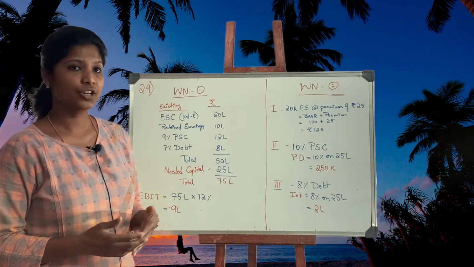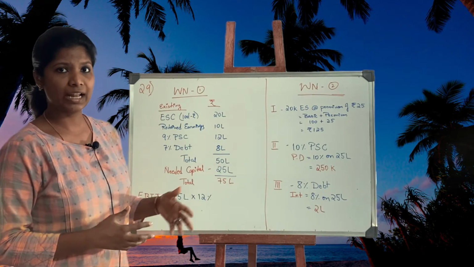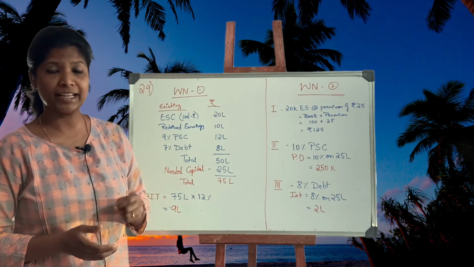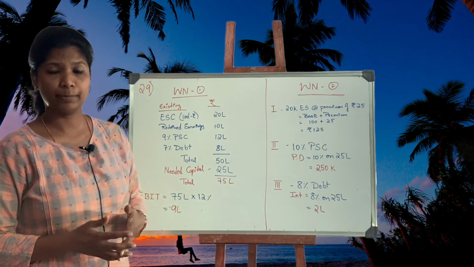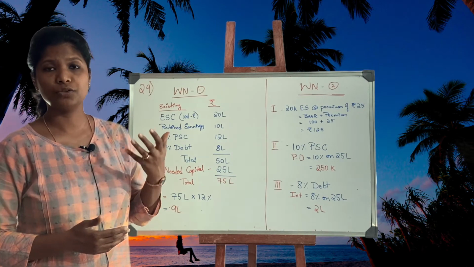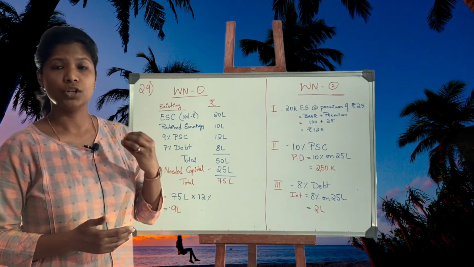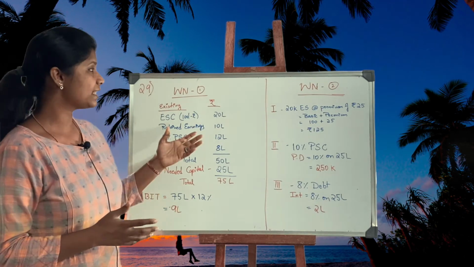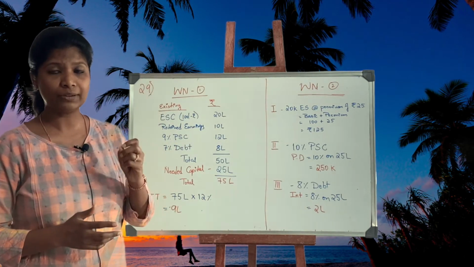Next up, we have question number 29. So we're going to first look at the working notes, because the question is asking us to find out EBIT at 12% of the total capital of the company. And then they have three plans to be checked, to find out the EPS of each plan accordingly. So let's start with our working note number 1, finding out EBIT.